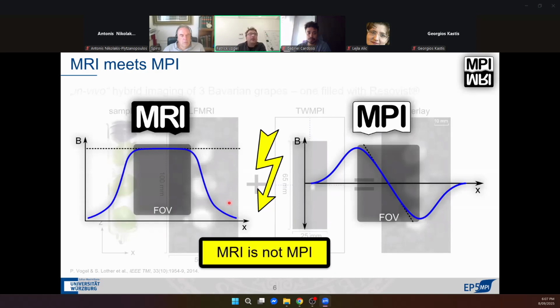In MRI, you have to use quite homogeneous magnetic fields for generating the signals. And in MPI, it's completely different. The only similarity is that we're also using magnetic fields, but we need strong gradients. And how we can use these gradients in MPI to create images, let's see in a few slides.